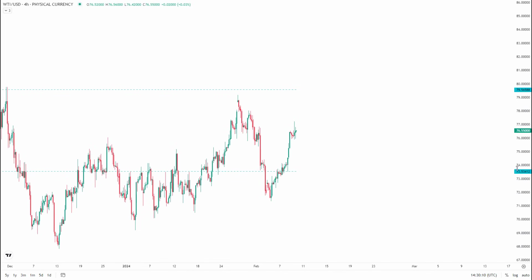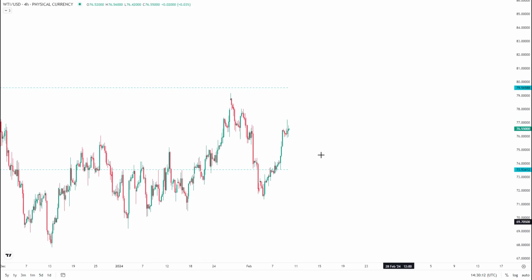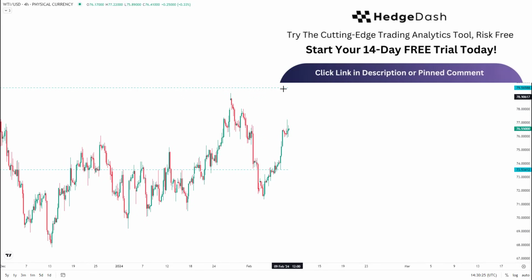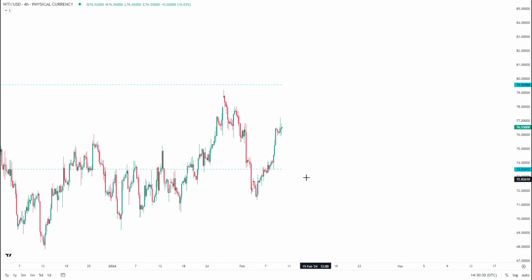And so what I'm going to be looking at, and bear in mind, I get asked quite often, what are these levels? These levels are algorithmic in the Hedge Dash app, and they're showing you the market pricing probabilities for this week that crude oil has a 70% chance essentially of staying within this range by the time the week finishes. Now, when we have those algorithmic probabilities, and these are based on market pricing probabilities, what this means is it sets up high probability opportunities for us.